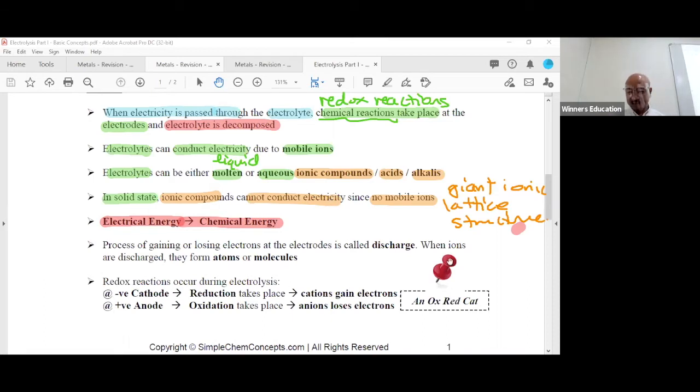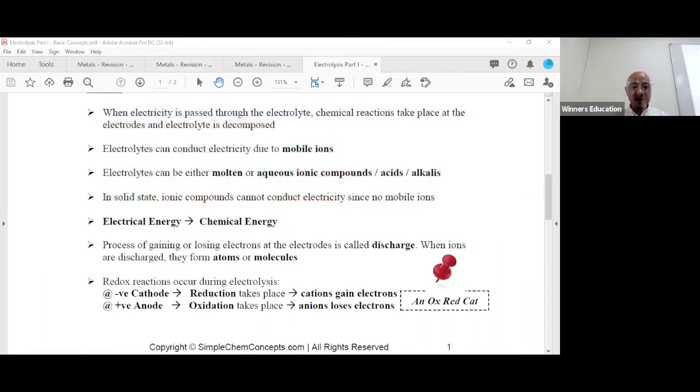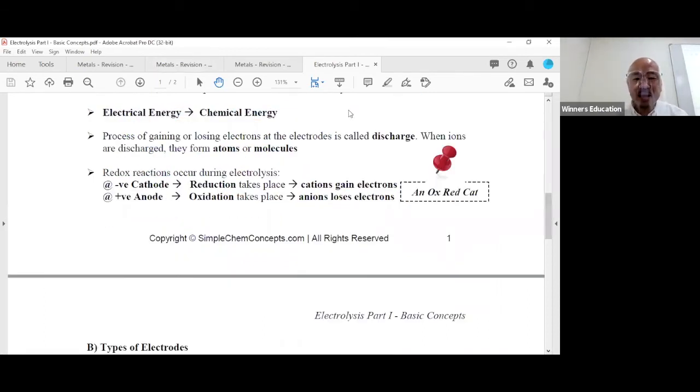Here we go. Now the process of gaining or losing electrons at the electrodes, the redox, has a term, and I need you to be very good with it. It's called discharge. When ions are discharged, you always have atoms, if not molecules, as a product, and nothing else. So where are we? Ready?